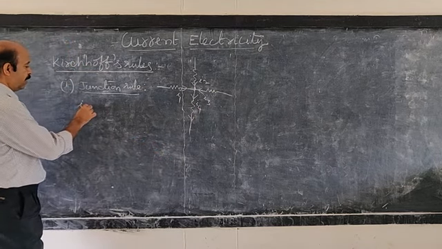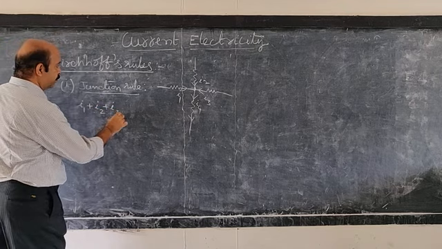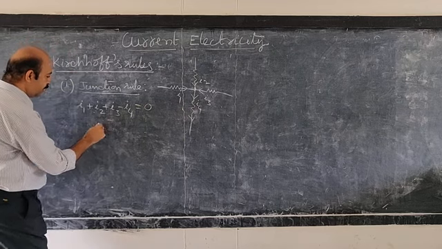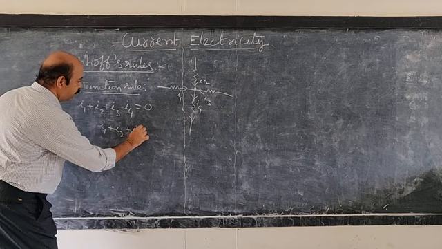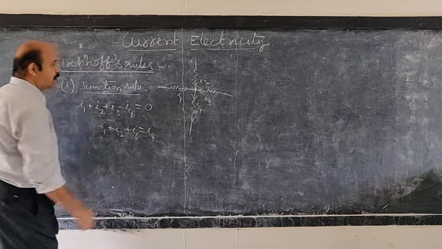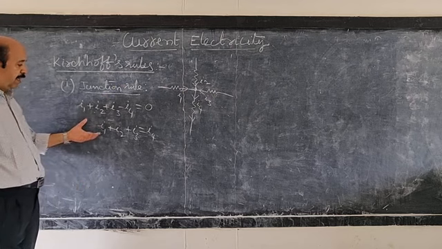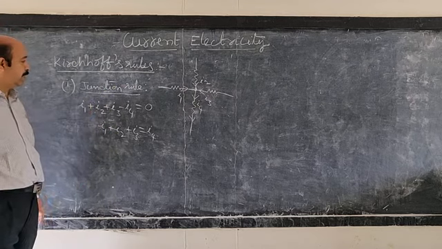Then we can write the equation for the currents like this: I1 plus I2 plus I3 minus I4 is equal to 0. Take this minus I4 to the other side. Then we can write I1 plus I2 plus I3 equals I4. So this is how we apply the junction rule for finding the relation between the different currents meeting at the junction.